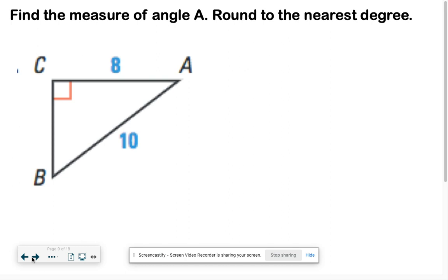Did I do this right? This is so much nicer than trying to figure out the other sides. It's a lot easier. Do we round up? Yep, go to the nearest degree.